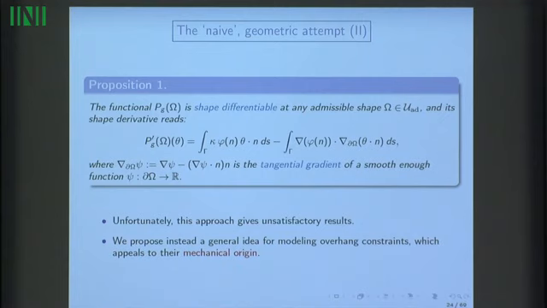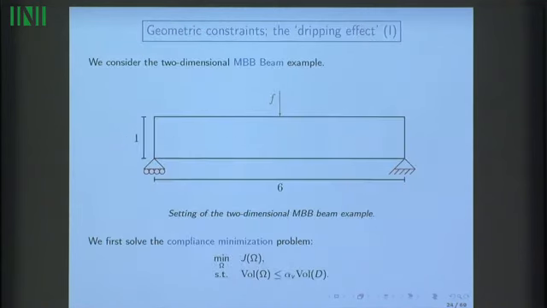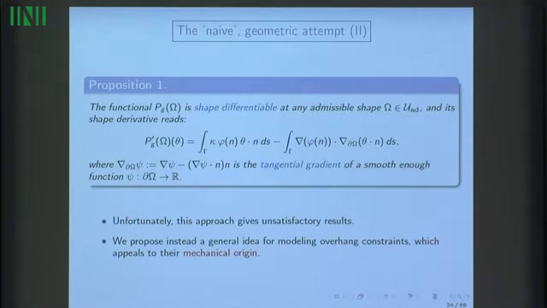For reasons that Benjamin has already exposed, but I will go back again on this, and which will lead us to cook up another shape functional which goes back to the mechanical origin of overhang features. So let me just give you an example, to try to convince you, that using this type of functional is very bad for a very good reason.